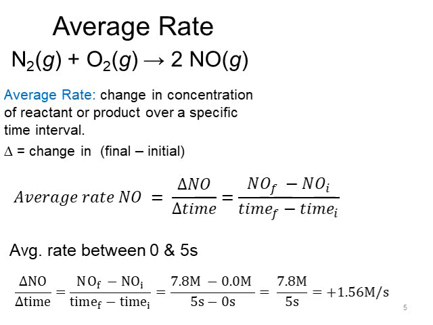And because we have the concentration of a product, that concentration should increase over time. So we end up with a positive 1.56 molar per second rate for NO. And it's worth mentioning that if we used a reactant, that number would be negative because the reactants are going down over time.